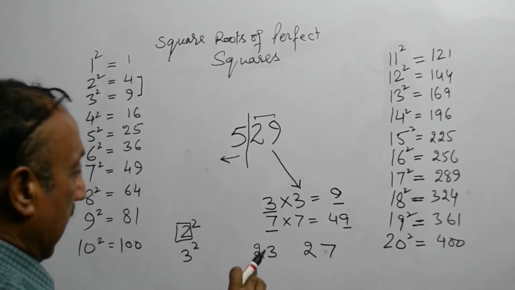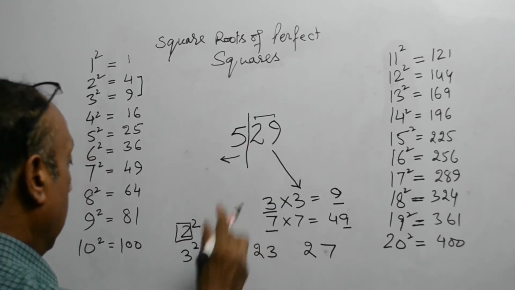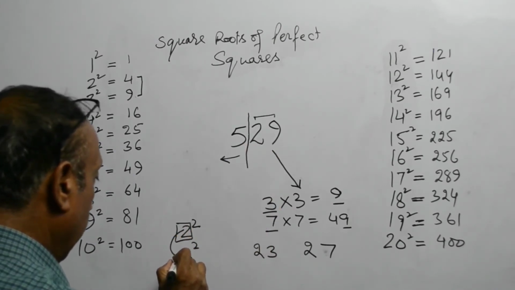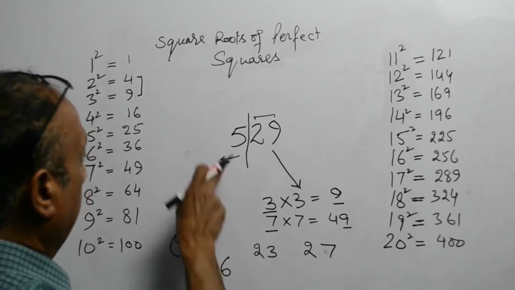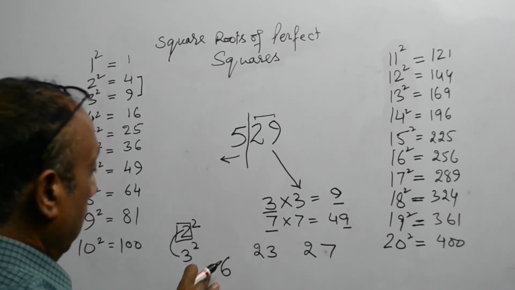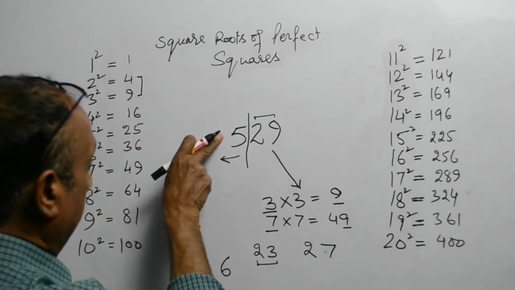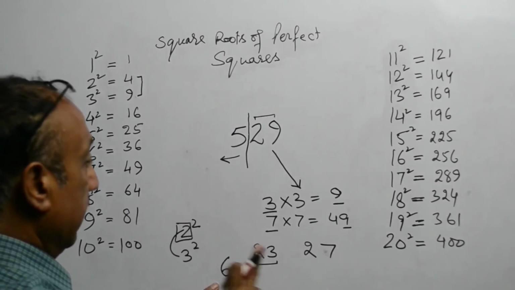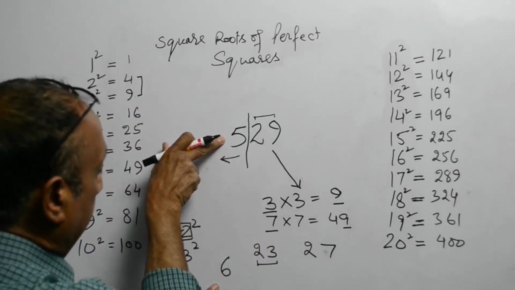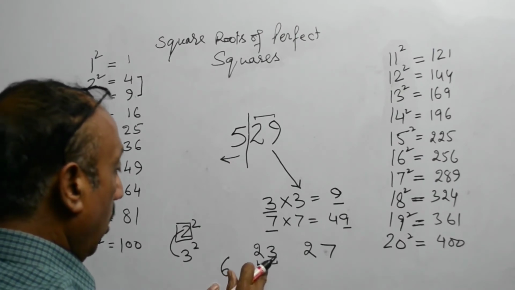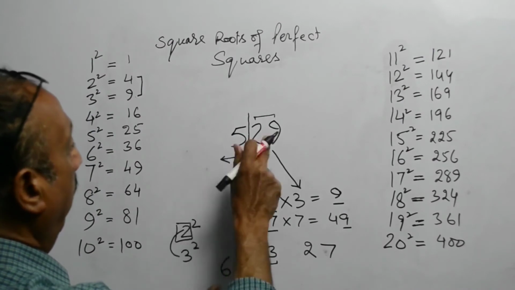Now to find out which one of these two is the square root of this number, multiply 3 by 2. It is 6. Now compare 5 and 6. If our number is the smaller of these two, then the smaller will be the answer. If our number is the bigger of the two, then the bigger will be the answer. In this case, our number 5 is smaller than 6. So the smaller number, that is 23, is the square root of 529.